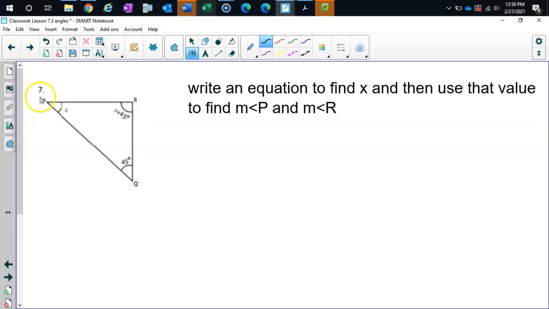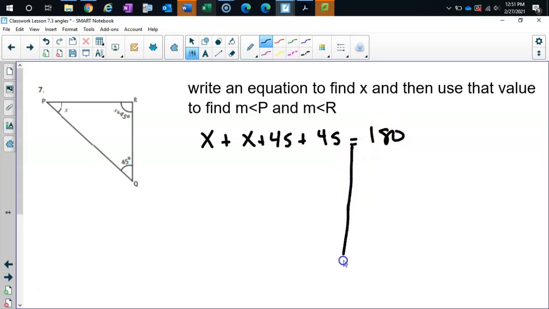Okay, number 7. Right now, I want you to write an equation and find x. Go. All right, first thing, this is a triangle. All 3 angles add up to 180. So x plus 45 plus 45 equals 180.